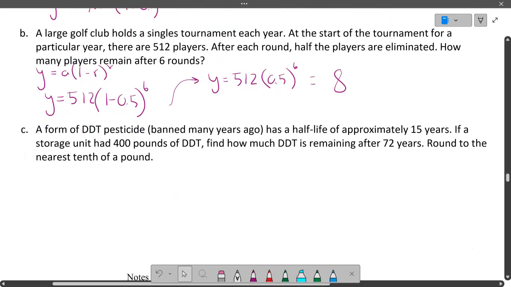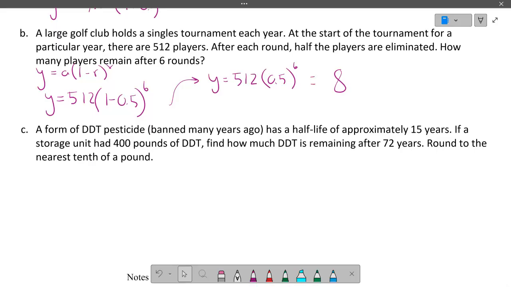Okay? All right, so we've got exponential decay with half-life. However, half-life is going to be slightly different, but we'll talk about that in a minute, just dealing with the time interval, okay? So first we're going to start with y equals, so we got a, and then we still have 1 minus our rate to the power of x. What is our value of a? We've got 400. So y equals, we start with 400 pounds of this thing.